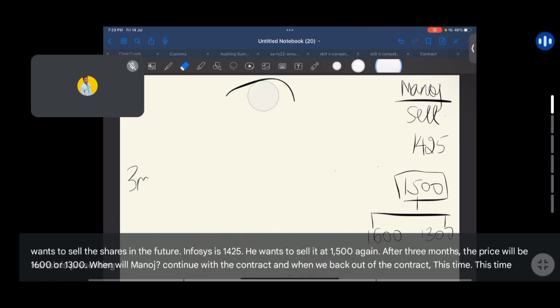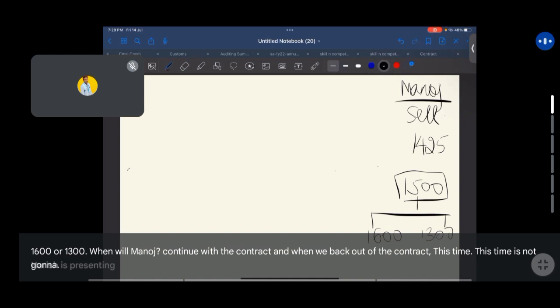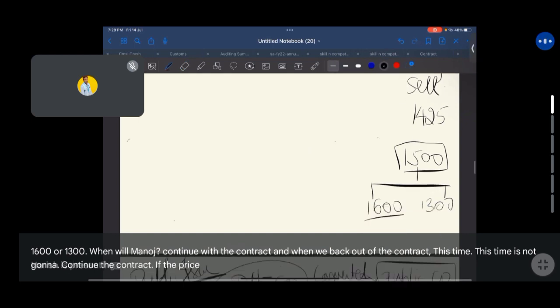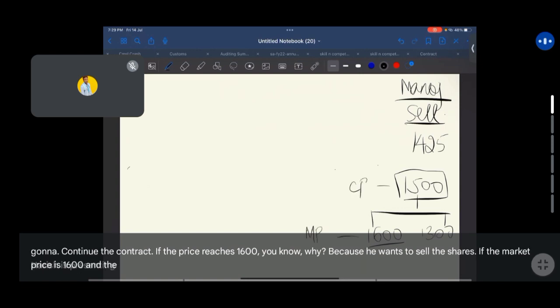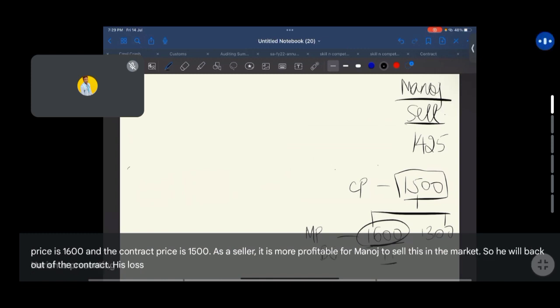This time, he's not going to continue the contract if the price reaches 1600. You know why? Because he wants to sell the shares. If the market price is 1600 and the contract price is 1500, as a seller, it is more profitable for Manoj to sell this in the market. So he will back out of the contract. His loss will only be 15 rupees.